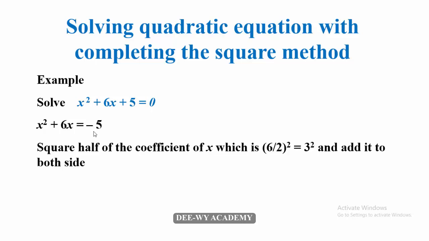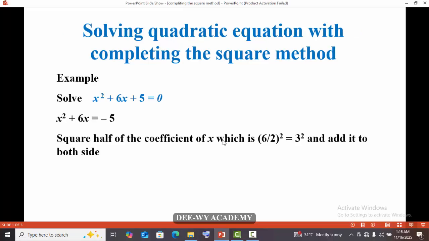The next thing is that you square half of the coefficient of x and add it to both sides. If you look at the question, the coefficient of x is 6, and half of it means 6 divided by 2. And it says you square, it means 6 divided by 2 all square, which is 6 divided by 2 is equal to 3. And when you square it, you will have 3 raised to power 2. And this 3 raised to power 2, you add it to both sides.